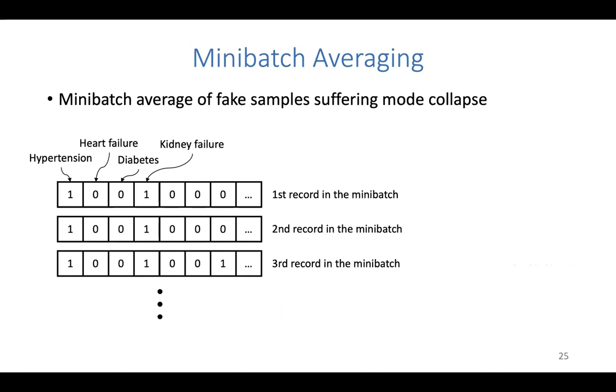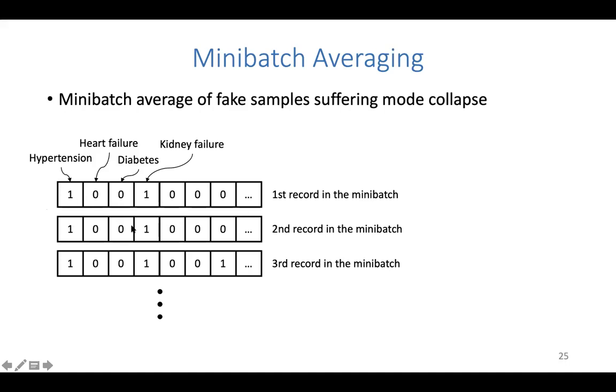Let's say that there is a generator that generates a very small number of unique samples, which means that the generator has fallen into a mode collapse. So the generator will generate, for example, samples like this. There's the first sample, there's no problem. The second sample has exactly the same value as the first sample. So for this first record, hypertension was recorded and kidney failure was diagnosed, but all the other disease codes were not.